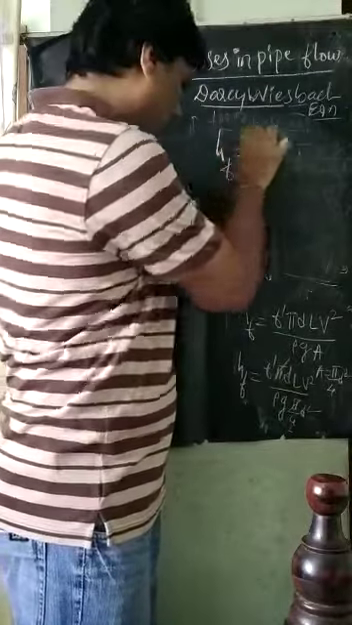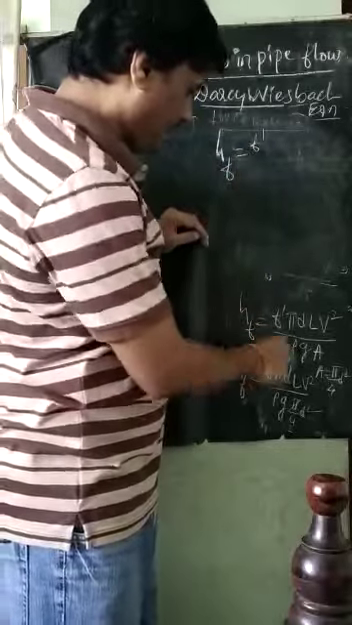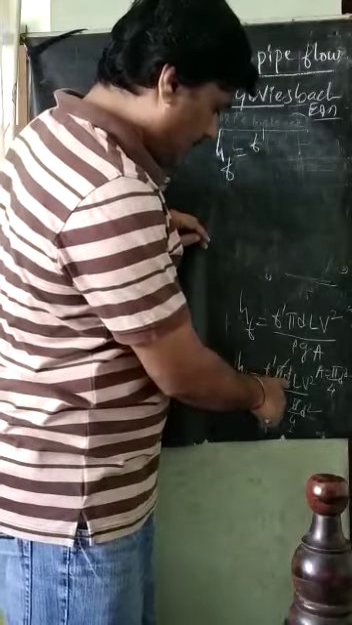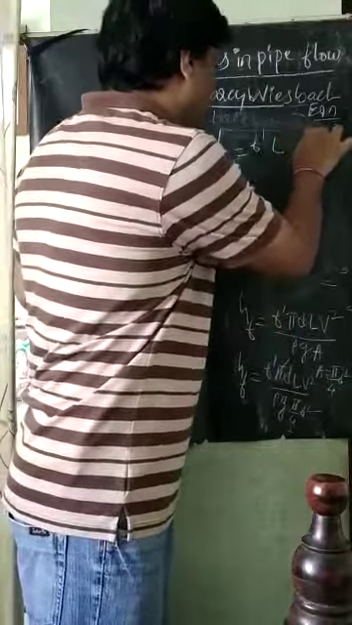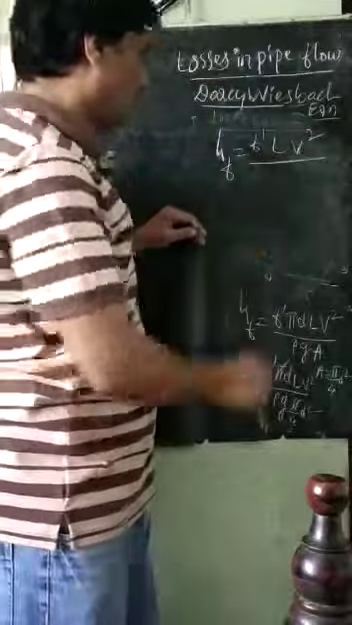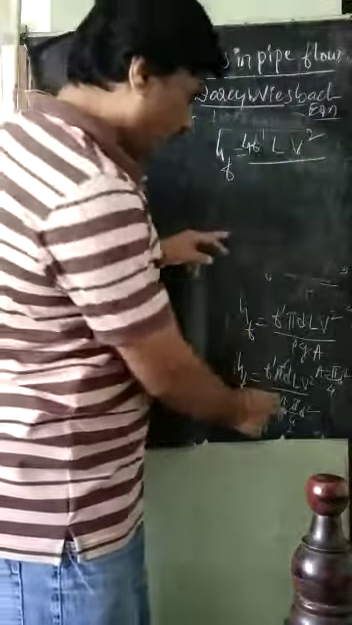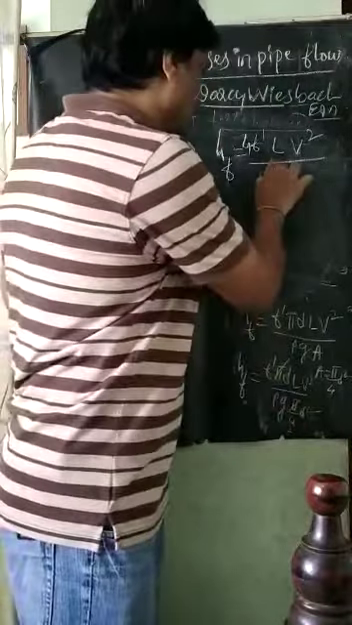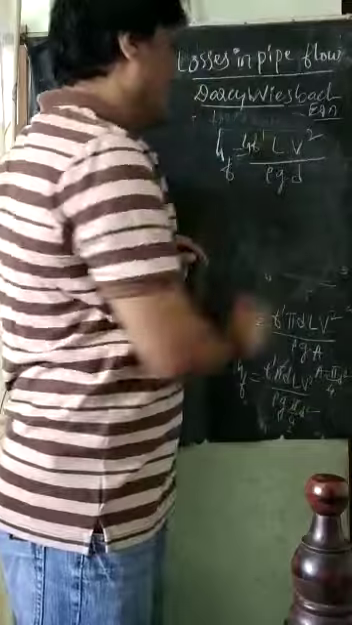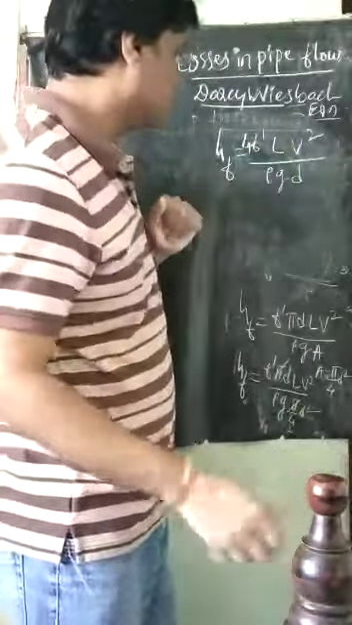So hf is equal to F dash, and d is already cancelled, L V square divided by rho g into d, with the 4 coming up: 4 F dash L V square divided by rho g d. So now we have got the relation.